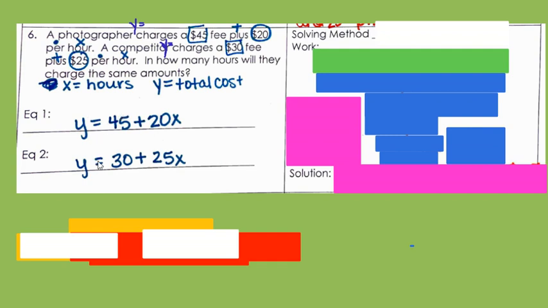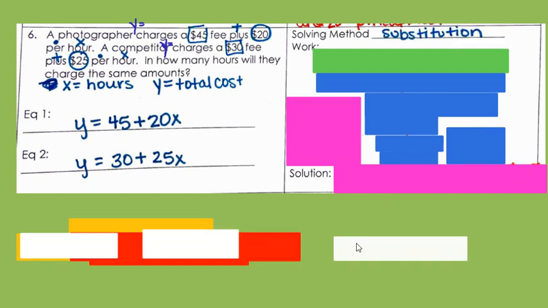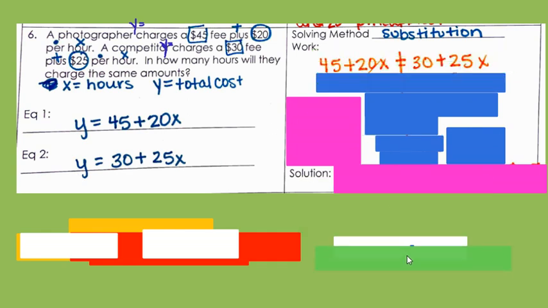All right, so both of these are in Y equals. That means that we can solve using the substitution method. Write that at the top. Since they're both Y equals, we can take 45 plus 20X and plug it in for Y on this side, set equal to 30 plus 25X. So that's how you set it up: 45 plus 20X is equal to 30 plus 25X.